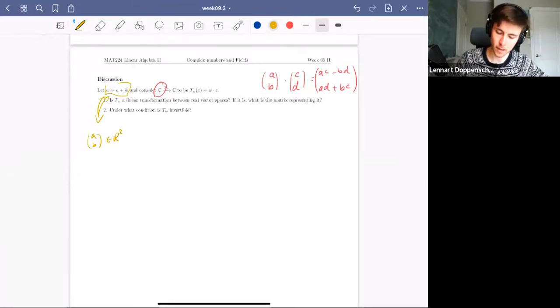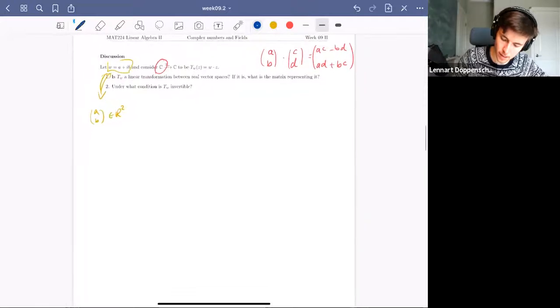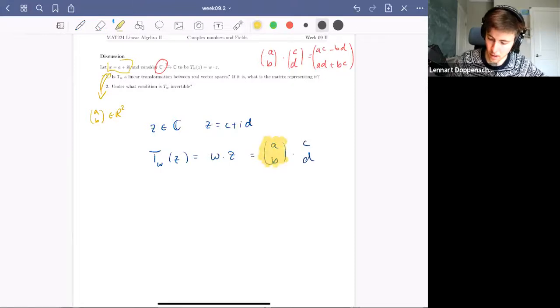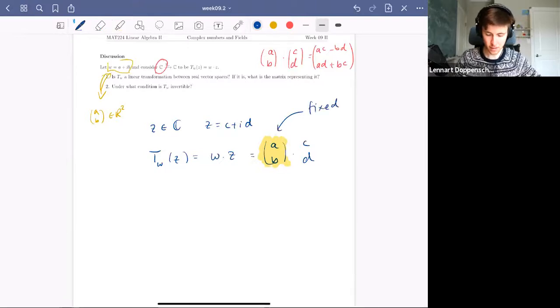It was suggested on the right-hand side that we could write w in C as c plus id, and then T_w of z is w times z. But if you want to think about this as two-tuples, we would have to write this as (a, b) times (c, d), where this (a, b) is fixed. So this is a fixed complex number, and only (c, d) is the input, the argument.